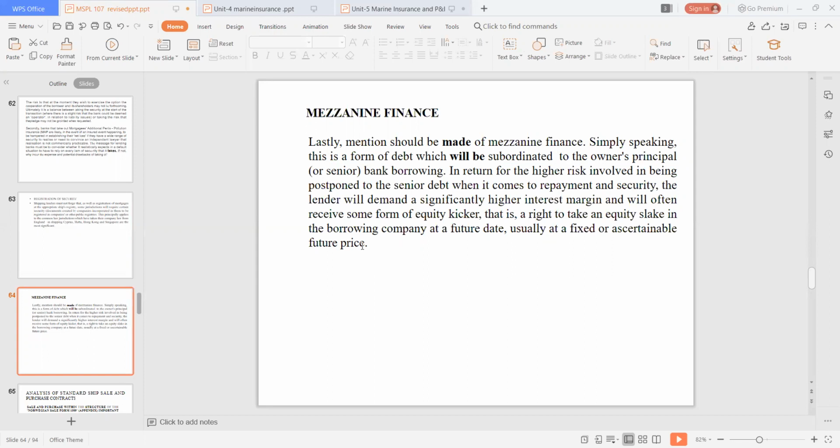So, mezzanine finance, the importance of mezzanine finance and everything in the shipping industry.